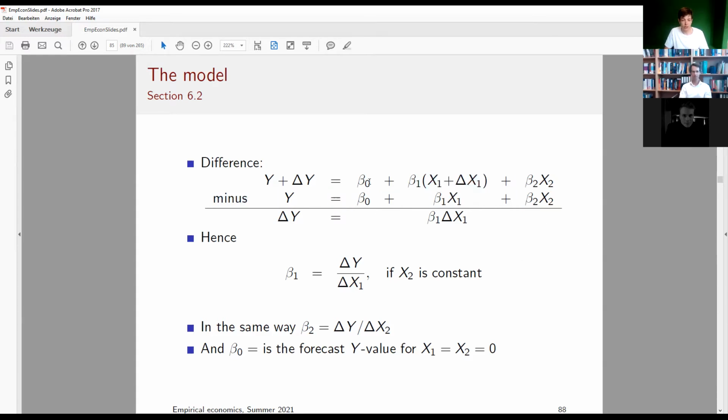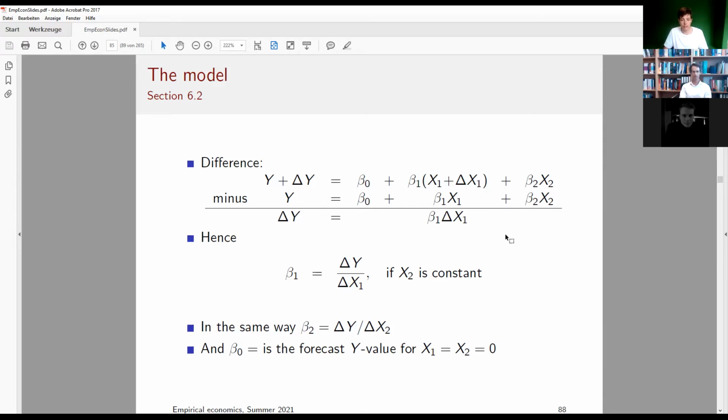And what happens here is, of course, the beta zeros cancel out. On the right-hand side, beta 2 times x2 also cancels out. And on the left-hand side, y and y cancel out. So what we are left with is the change in y. By how much does y change is equal to beta 1 times the change in x1, so beta 1 times the change in student-teacher ratio.